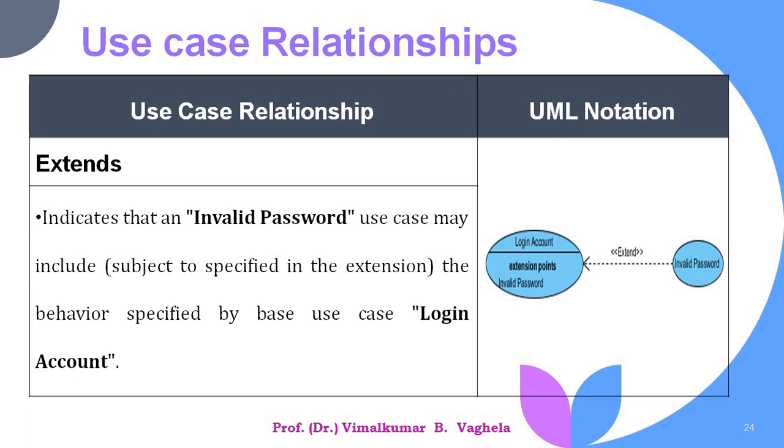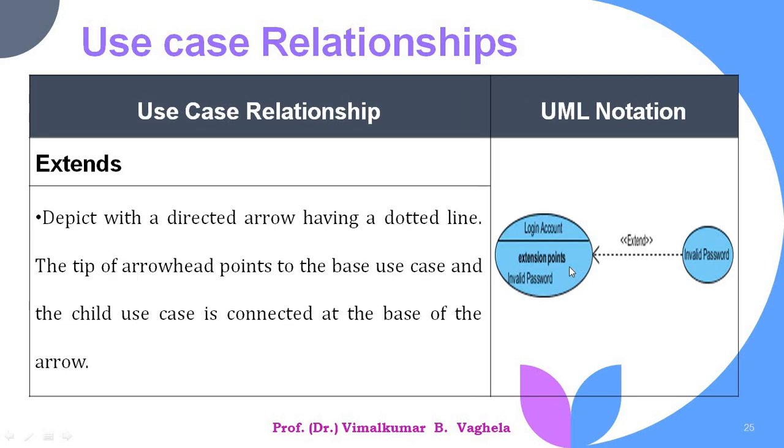The first is the extend. The name itself suggests the extension. Here you can see this is the login use case and this is the invalid password use case. Here the login use case will be considered as a parent, and invalid password will be considered as a child use case. So it indicates the invalid password use case may include the behavior specified by the base use case, login account here. So it is a directed arrow having a dotted line, and the tip of the arrowhead points to the base use case.